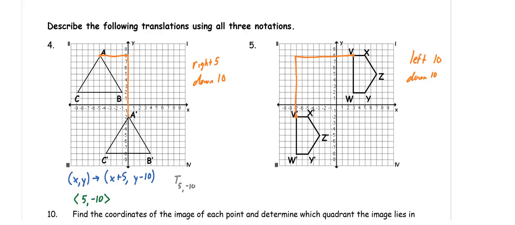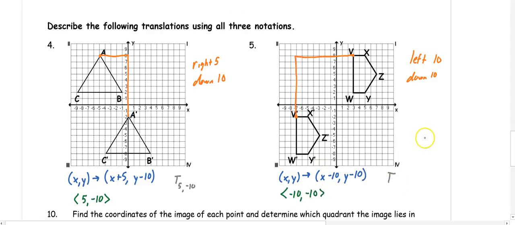So I can write my translation notation. Coordinate notation is x, y goes to x minus 10 and y minus 10. Both of them are minus 10 because we went left and down. For vector notation, I would have my arrow vector 10, negative 10, negative 10. And for translating T, it is negative 10, comma, negative 10.